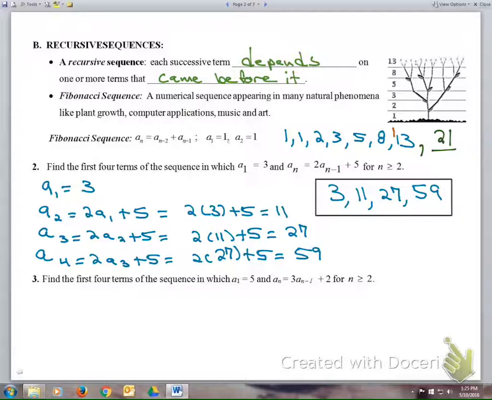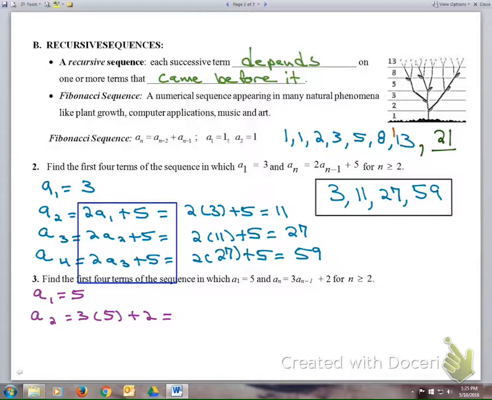Anyway, find the first 4 terms. Same problem as the previous problem. The only thing I'm going to do here is skip this middle step. Instead of writing 3 times a sub 1 plus 2, I'm just going to write what a sub 2 is, which is 5. So if you notice, I'm just skipping writing this middle part here. I'm going straight to writing the second part.